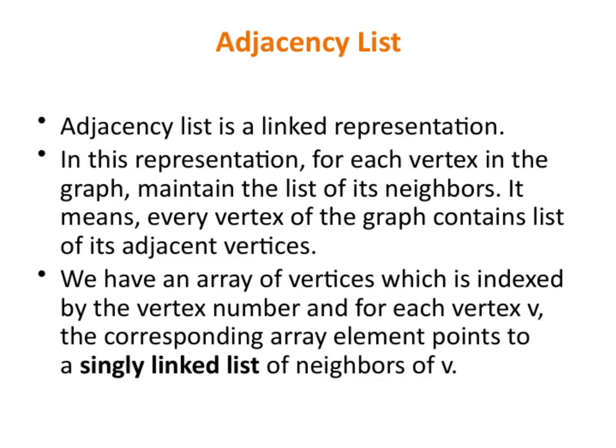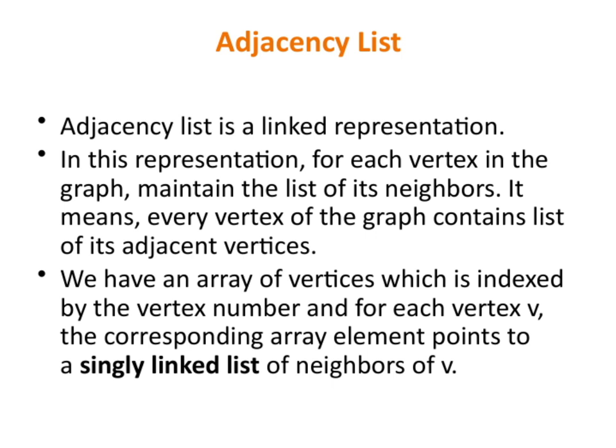Let's talk about adjacency list as a linked representation. In this approach, for each vertex in the graph, we keep a list of its neighbors. This means that every vertex contains a list of vertices directly connected to it. To implement this, we typically use an array of vertices, where each element in the array is indexed by the vertex number. For each vertex v, that array element points to a singly linked list of its adjacent vertices.